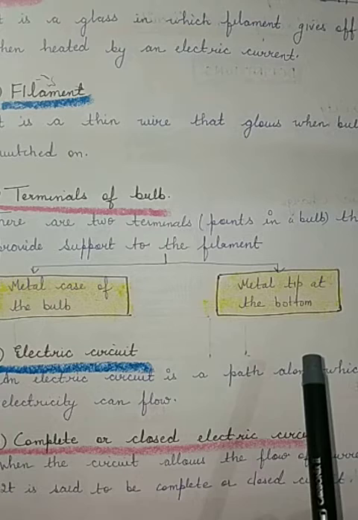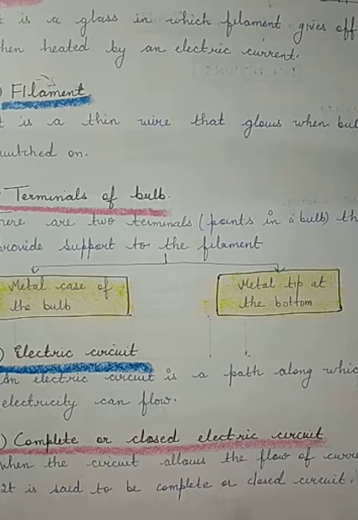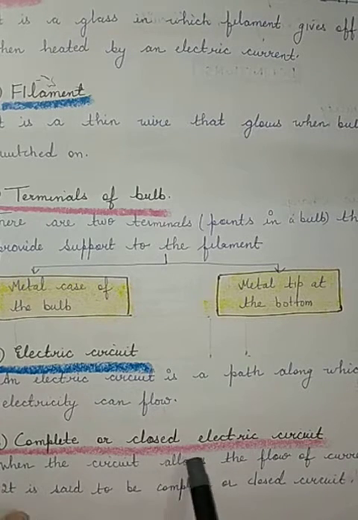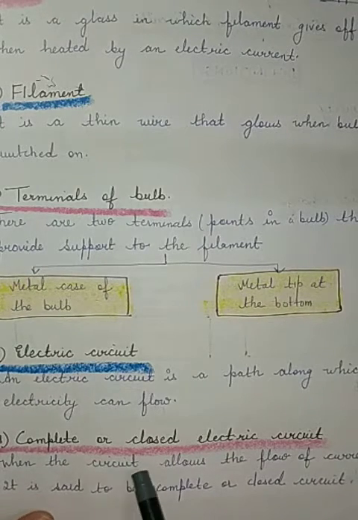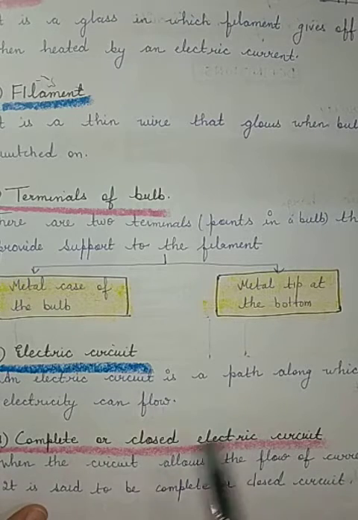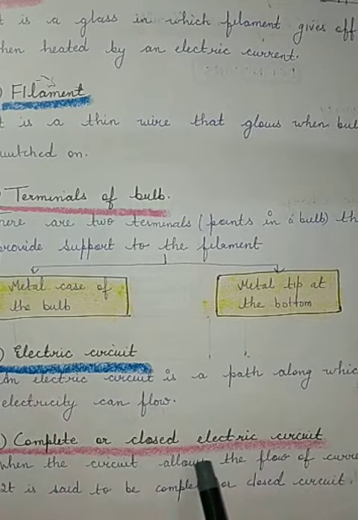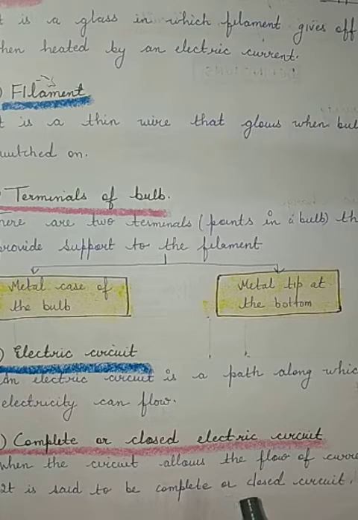Now electric circuits are again of two types: complete or closed electric circuit, and the other one is the open electric circuit. So what is a complete or closed electric circuit? When the circuit allows the flow of current, it is said to be a closed or complete electric circuit.